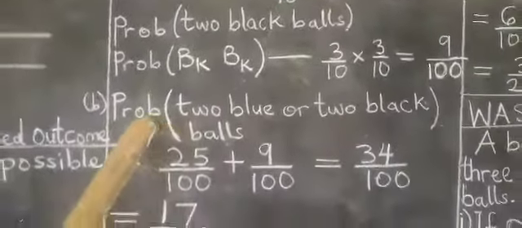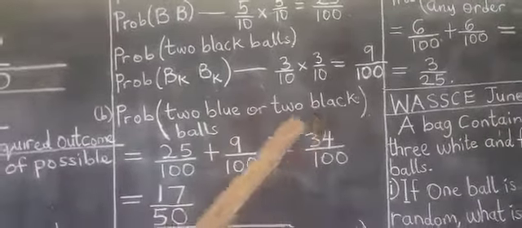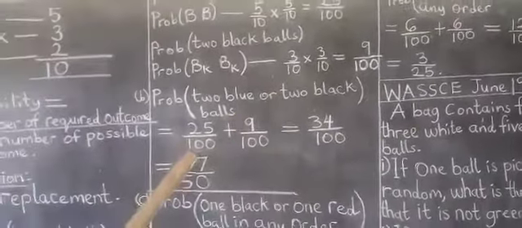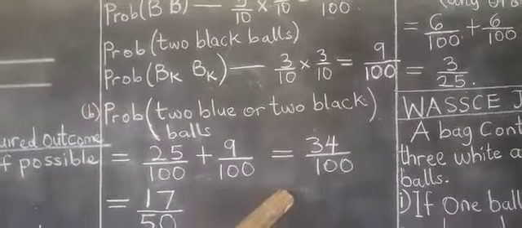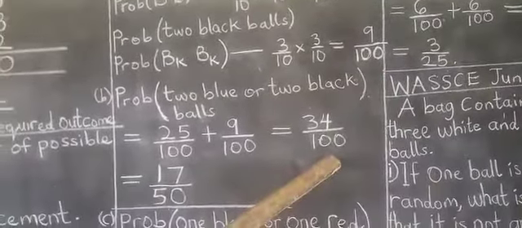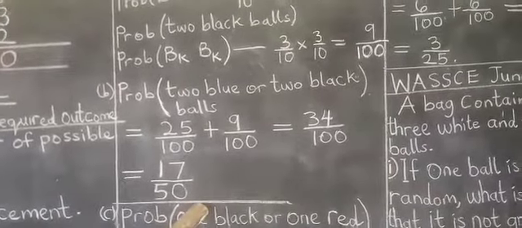Now, the question says probability 2 blue or 2 black balls. That means 25 over 100 plus 9 over 100. That gives 34 over 100. That reduces to 17 over 50.